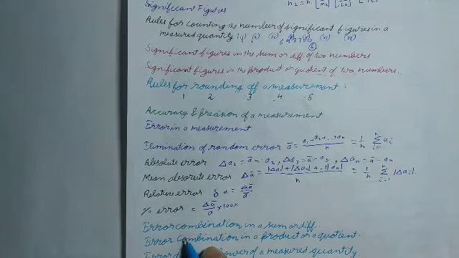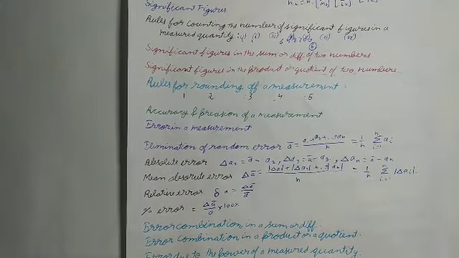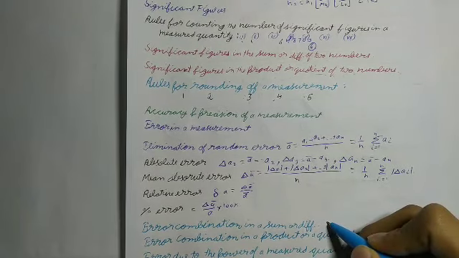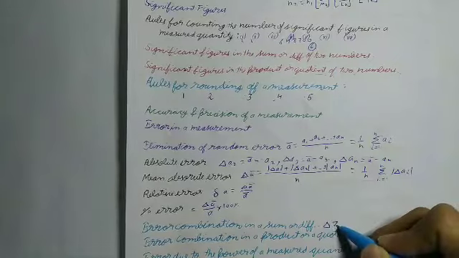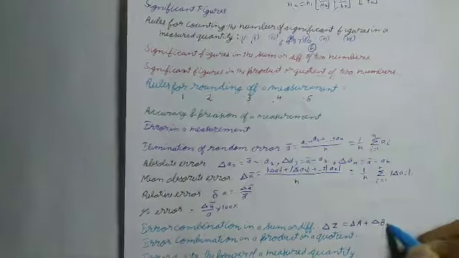Now, error combination in a sum or a difference. When two quantities are added or subtracted, the absolute error in the final result is the sum of the absolute errors associated with the individual quantities. Z is equal to A plus B.